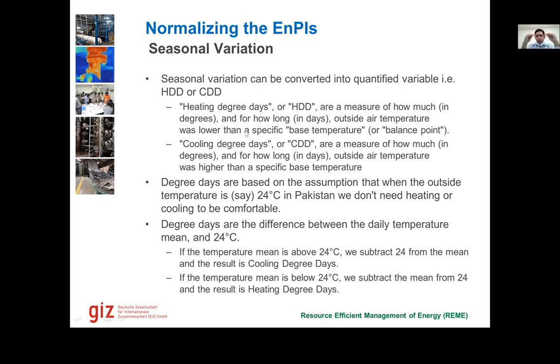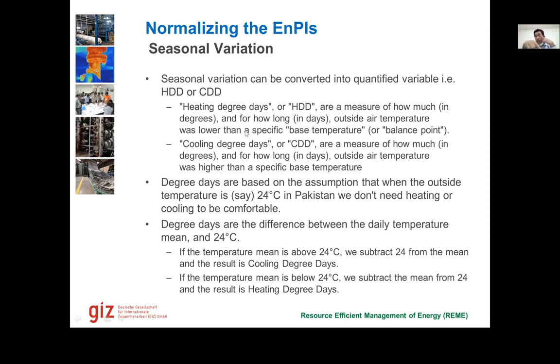Let's say that normally our operations operate ideally at 24 degrees Celsius. If the temperature is below 24 degrees Celsius, we need to heat more. And if the temperature is above 24 degrees Celsius, that means we need to cool down. For cooling, we say it's cooling degree days. And if we need to heat up, then we say it's heating degree days.